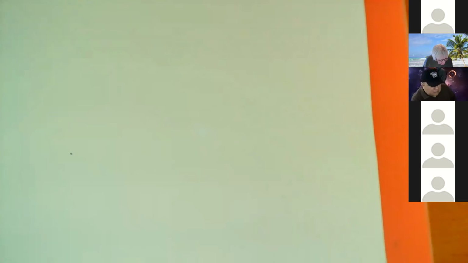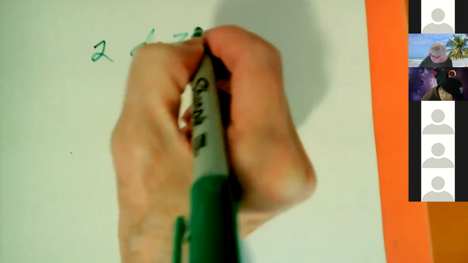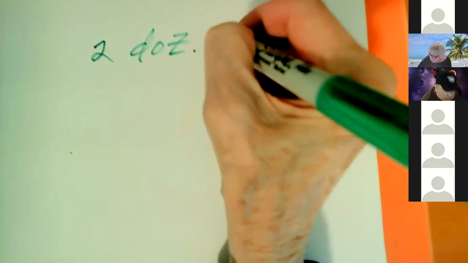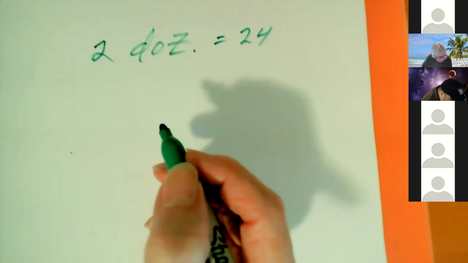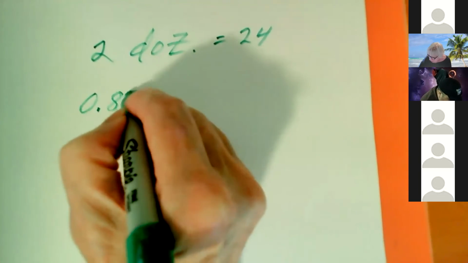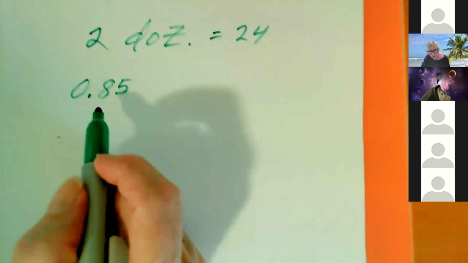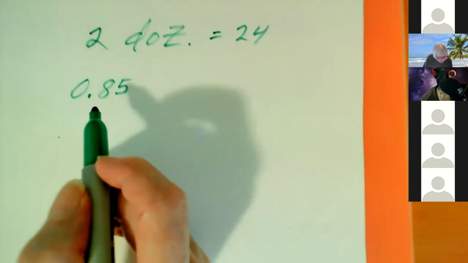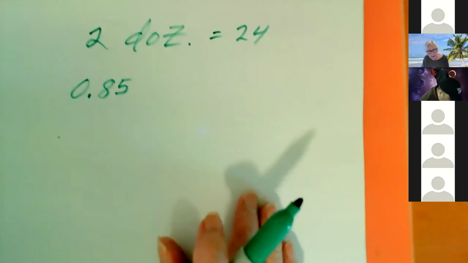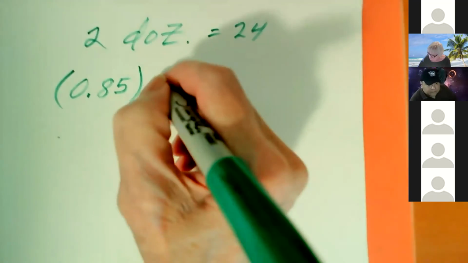Okay, let me read this again because I didn't read it properly. He's going to buy 2 dozen, which is 24. Each one is 85 cents. So that's 1. We want to know how much it's going to cost altogether. So this needs to be multiplied by what, 24?